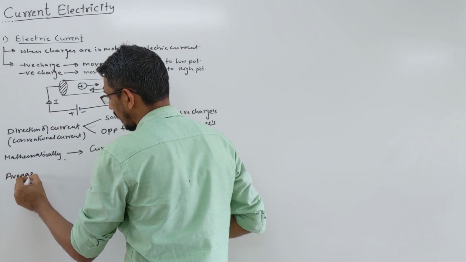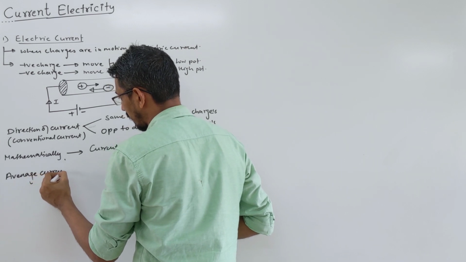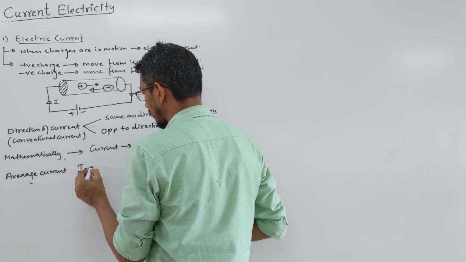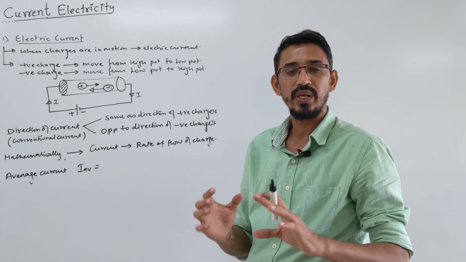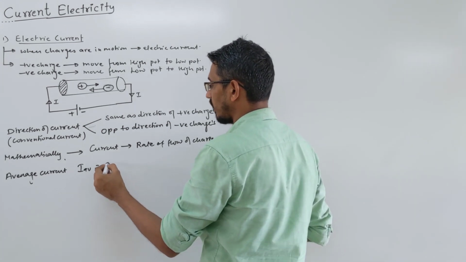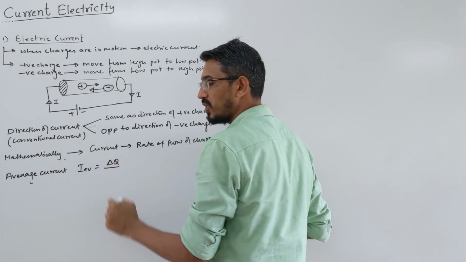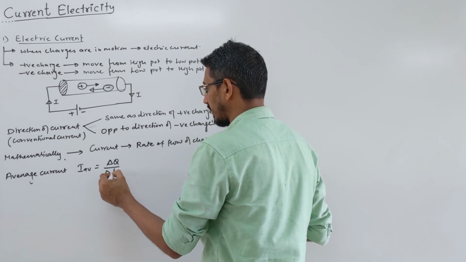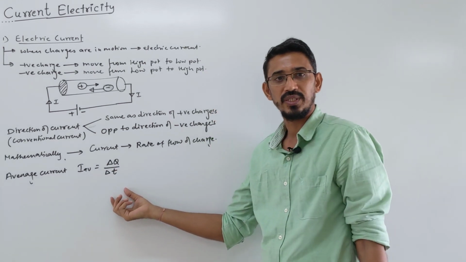You can say it in two ways. One is average current. Average current is how much total charge is flowing in the given time. So you write total charge flowing through some wire, dq, by some time, delta t. This is called your average current.